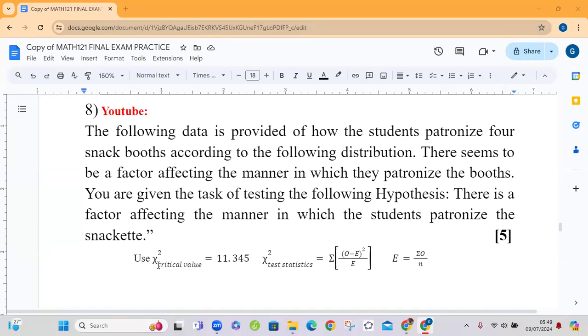So here you have the chi-square critical value, 11.345, the chi-square test statistic formula, and the formula to calculate the expected value, which is the sum of the observed over how many snack booths were observed, n.